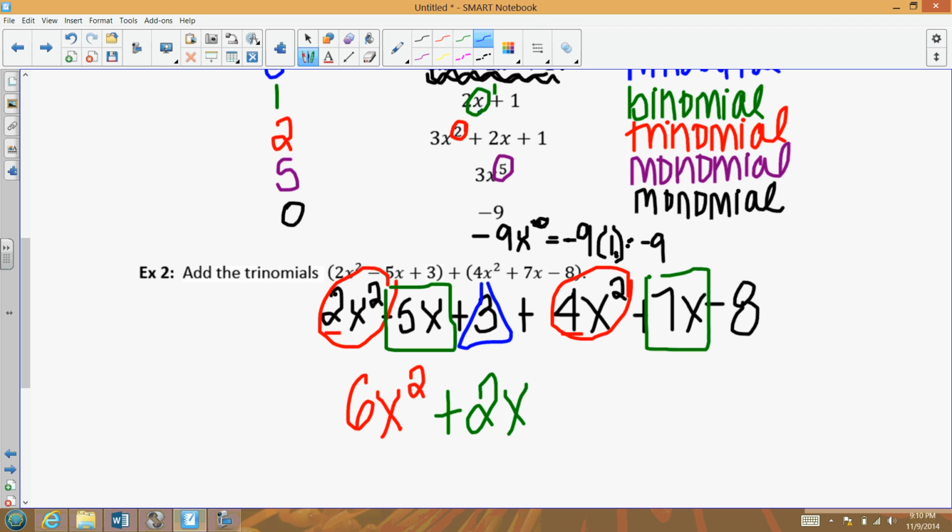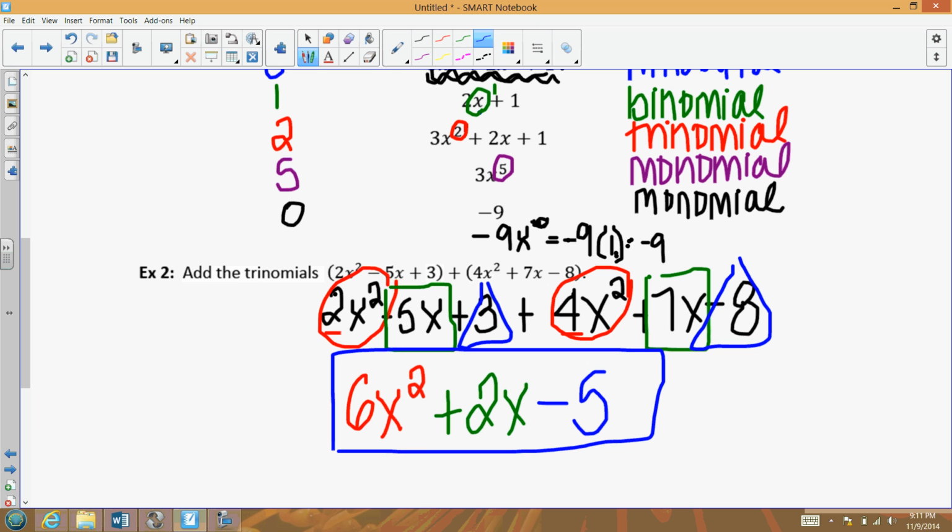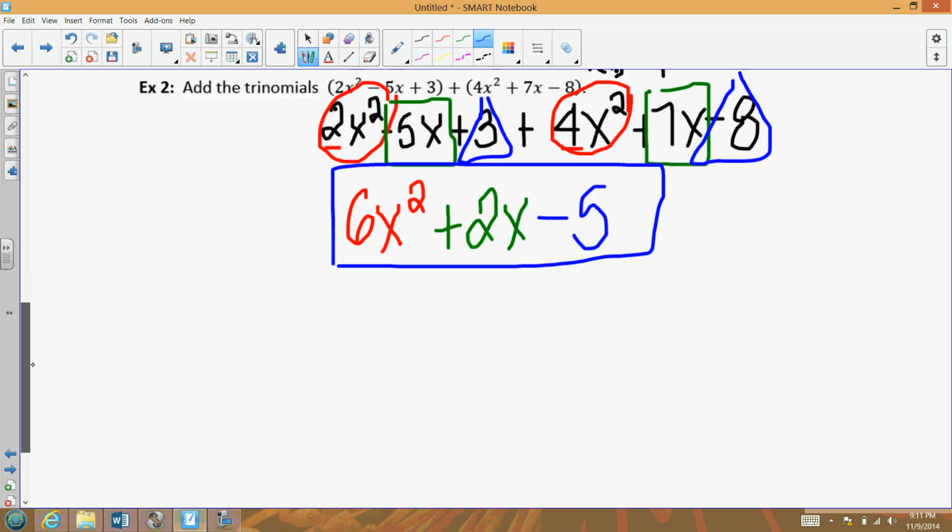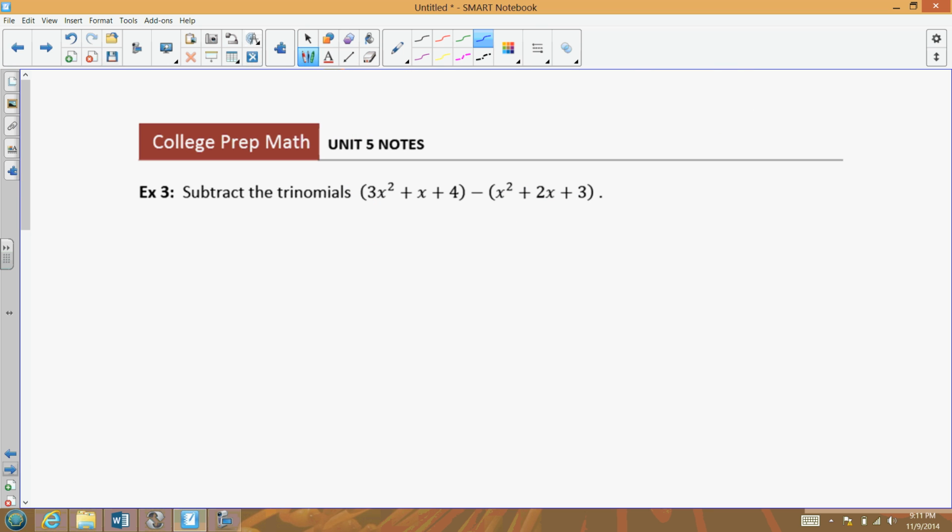And then your constant terms. So I have 3 and I have negative 8. So you add those, we get negative 5. So again, subtract your integers, keep the sign of the higher absolute value, which is 8. So I kept that negative because of the 8 being the bigger number. So that's it for that one. So let's try another one.